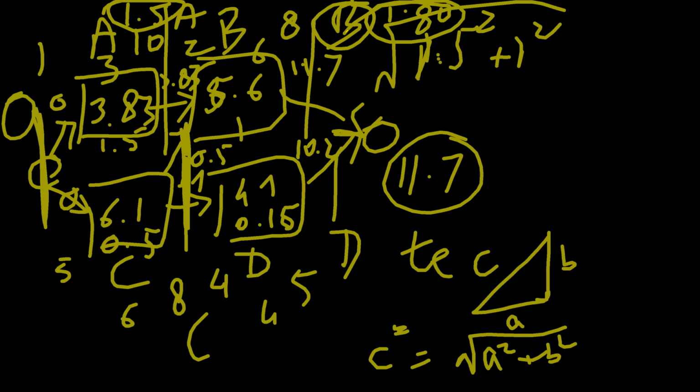Now let us see what deviation reaches at point D. So deviation till C was 0.5 and the D activity deviation is 0.16. So it will be 0.5 square plus 0.16 square whole under root. What is the deviation? 0.25.